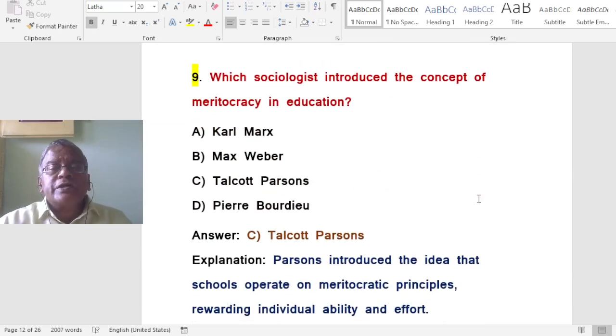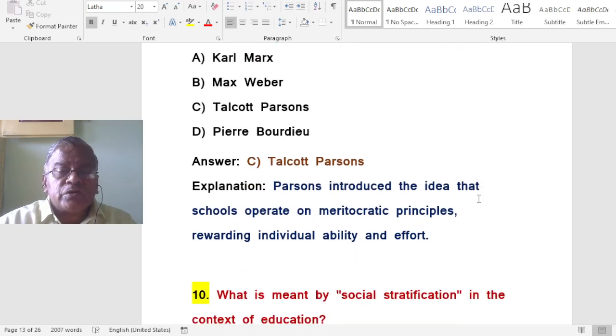Which sociologist introduced the concept of meritocracy in education? Karl Marx, Max Weber, Talcott Parsons, Pierre Bourdieu. Talcott Parsons. Parsons introduced the idea that schools operate on meritocratic principles, rewarding individual ability and effort.